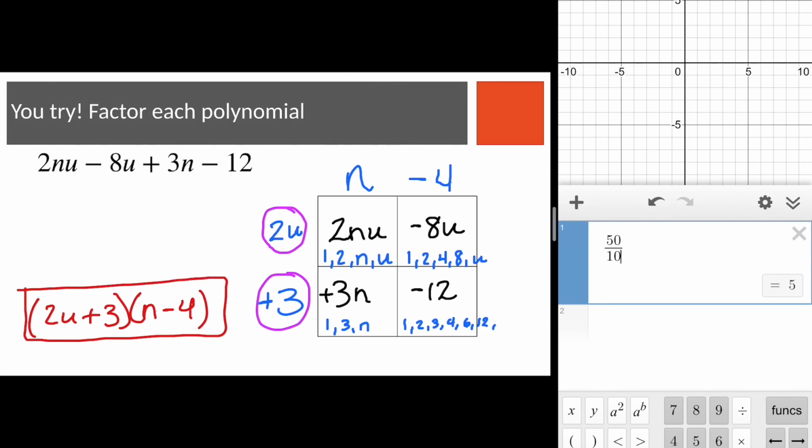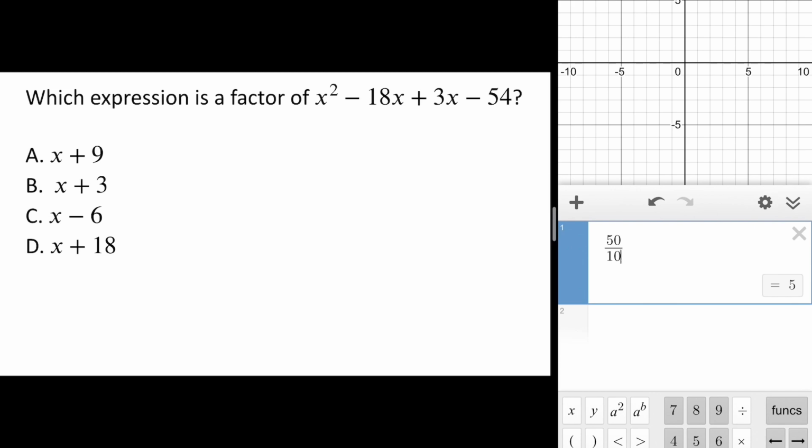Perfect. All right, so we've got one more problem to look at. We've got the polynomial x squared minus 18x plus 3x minus 54, and we want to figure out which expression is a factor of it. So go ahead and work this out using our box method in your notes, and we'll go over the answer in just a second.